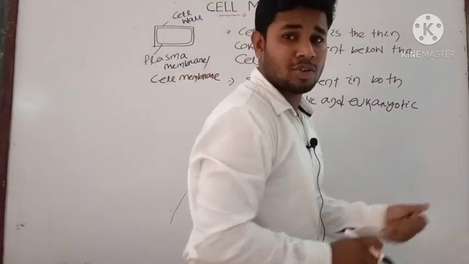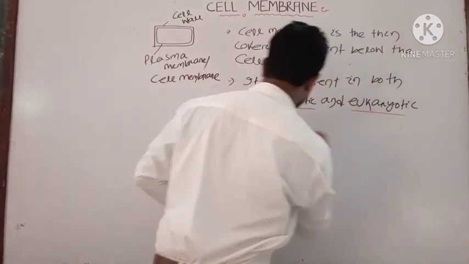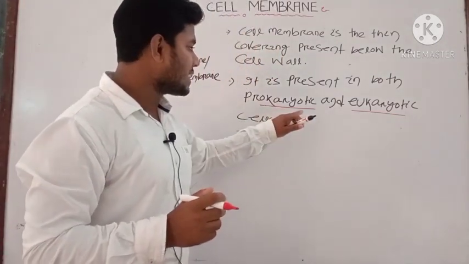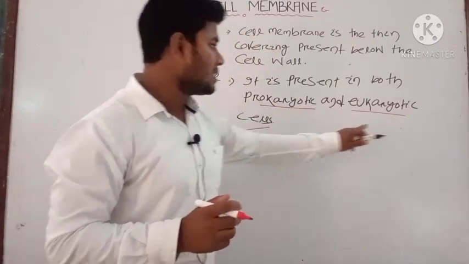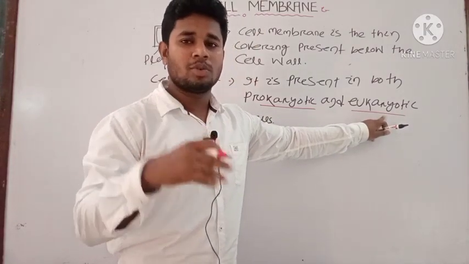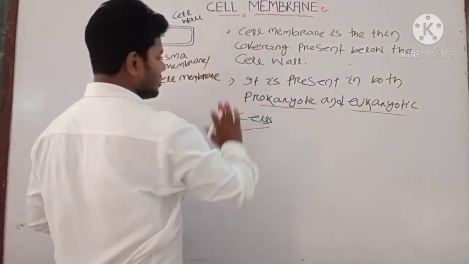What do you mean by prokaryotes? They have an incipient nucleus. We have earlier discussed that bacteria are included in prokaryotic cells. These have the plasma membrane structure. Then eukaryotic cells include plant and animal cells. In animal cells we don't find any cell wall, but the cell membrane is present in both.